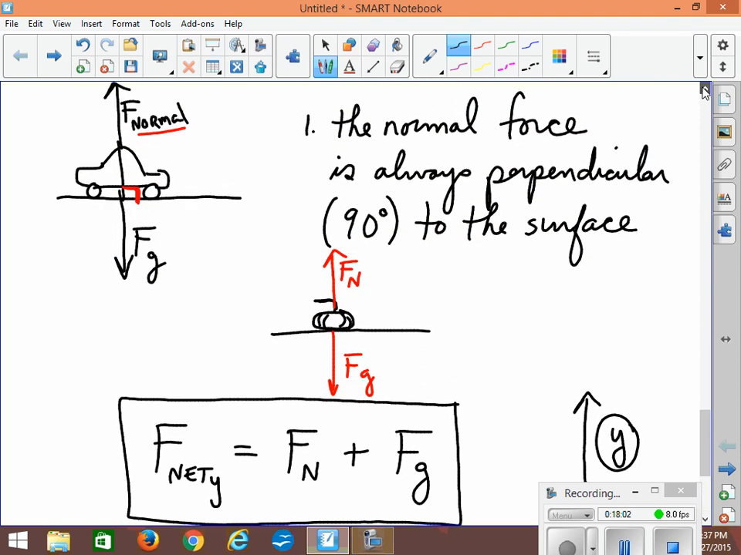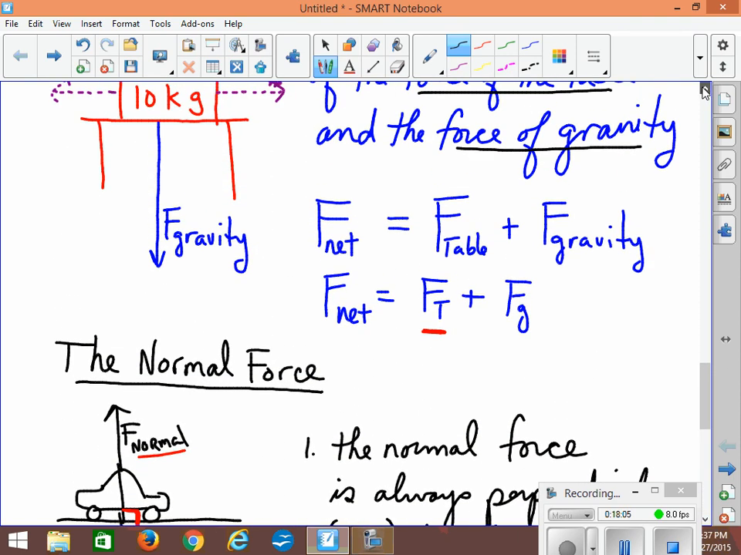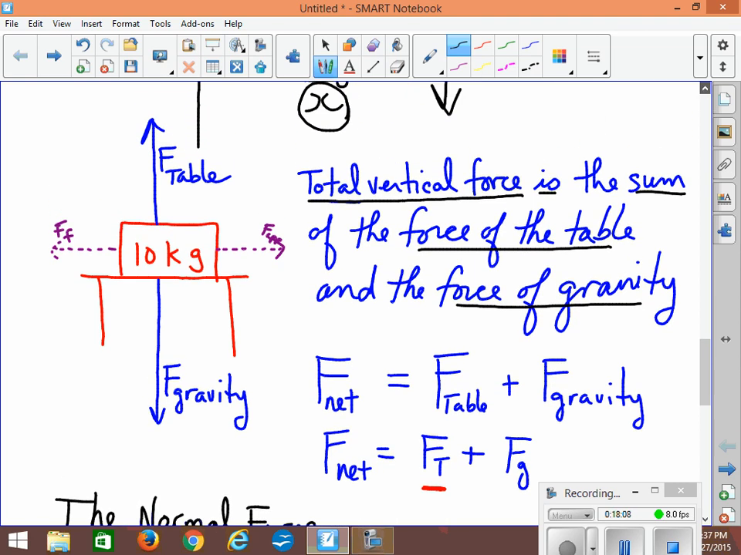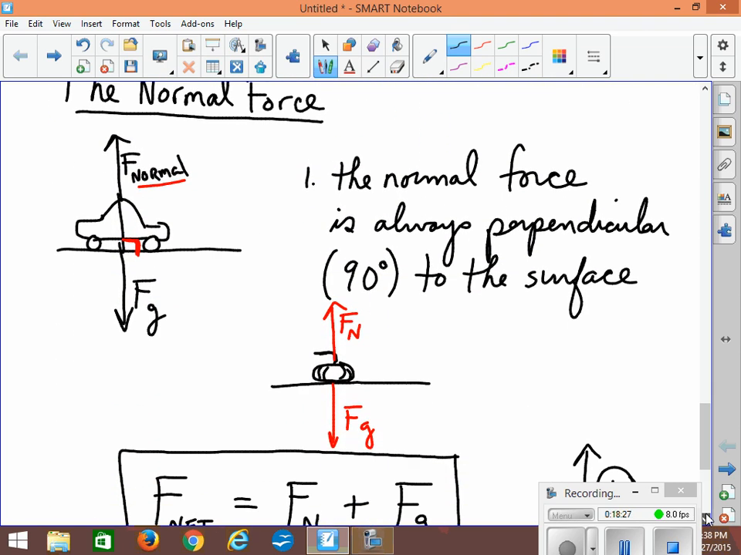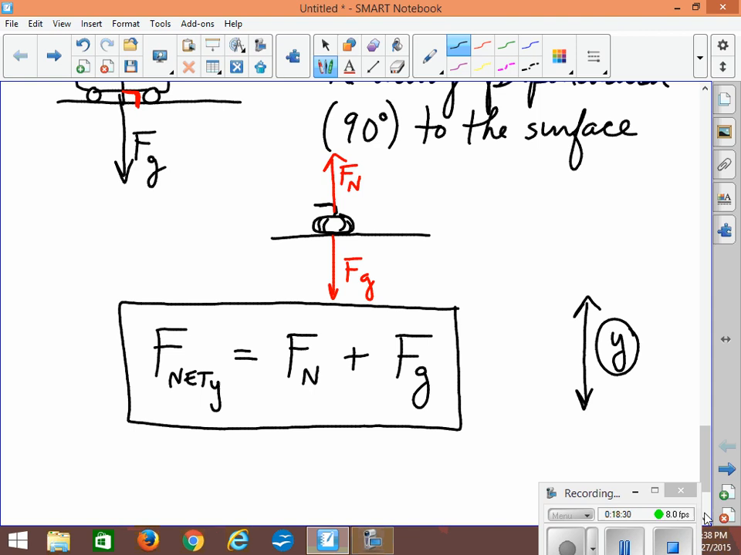Let's go back and look what it said in words one more time. It said that the total vertical force, right here, is the sum of the forces of the table and the force of gravity. So we're calling the force of the table the normal force. It's the force of the surface pushing up. And we're calling the force of gravity Fg. So we go down here and we say in math language, the total vertical net force, the total up and down force, is equal to the normal force, which is the surface pushing up, and the force of gravity.